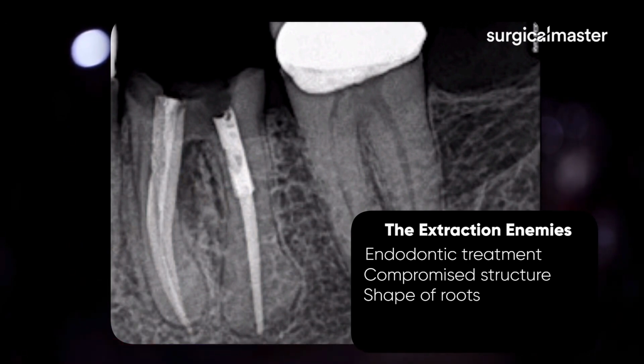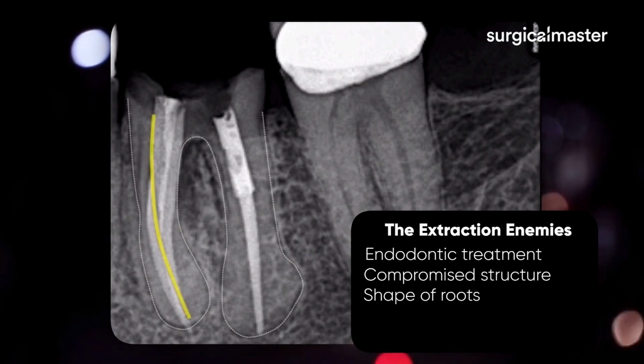So I'd like you to look at each root individually and see the curvature. And you see the mesial root has a slight curvature, more straight on the distal root. And that will help you to decide on the mechanics of extractions and how to apply your levers and how to use your instruments and in which direction. So it's very, very important.